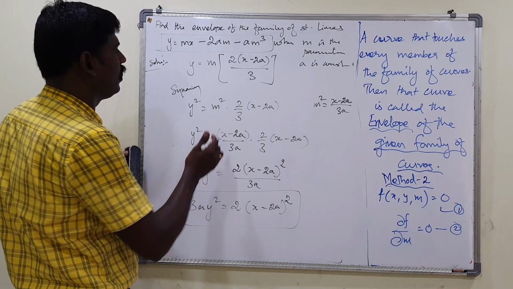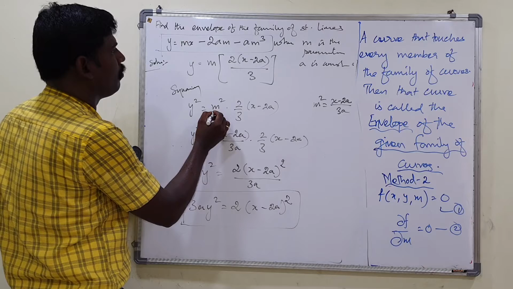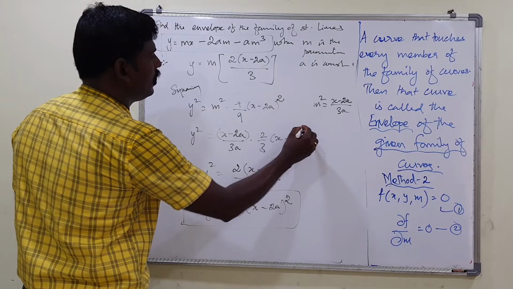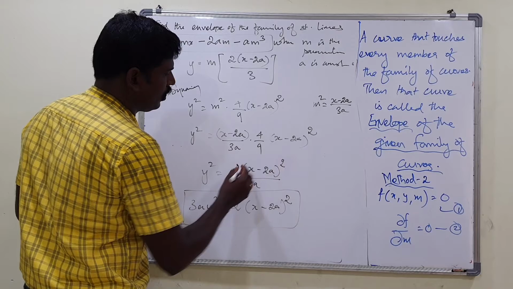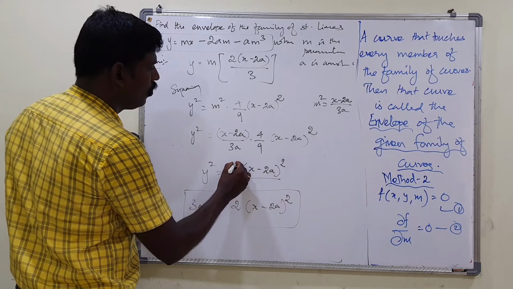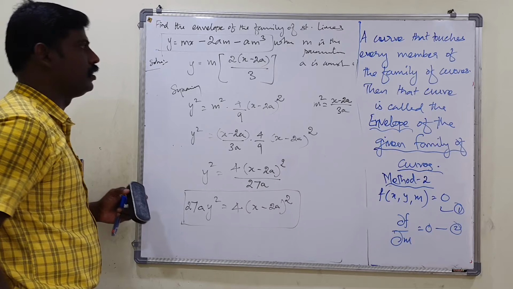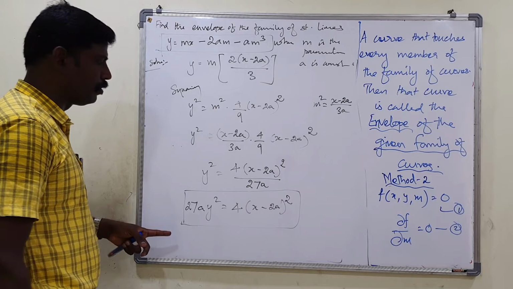Where I am mistaken? In squaring, what is y? This becomes y square, this becomes m square. This will also become a square, isn't it? So what you will get? This becomes 2 square, that is 4 by 9, the whole square, isn't it? Sorry. Right? So I read it as 4 by 9. Right? So what you will get? 4 by 27a is here, isn't it? So the answer will be 27a y square equals 4 times the whole square. This is the right answer. Okay? So this is the envelope of the given family y equal to mx minus 2am minus am cube. Right? That's all.